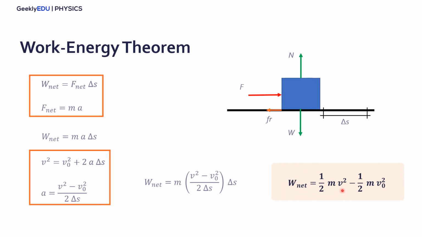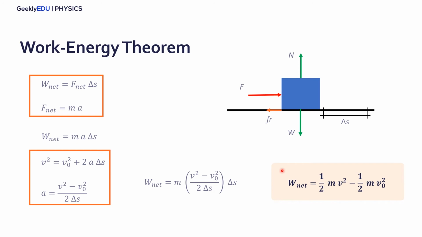See that this part here, half of m v squared, is actually the kinetic energy. And that's exactly the work energy theorem. We are relating the net work with the kinetic energy. See that in this formula, we do not depend on the displacement, nor the weight of the block, nor any external forces, like friction. We just depend on the mass and velocity.